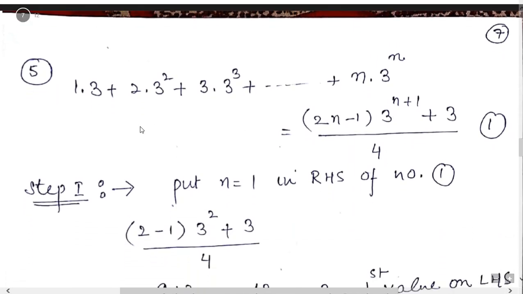Question number 5. The series is 1 into 3, 2 into 3 square, 3 into 3 cube, up to so on n into 3 raised to power n. And on the right hand side 2n minus 1 into 3 raised to power n plus 1 plus 3 divided by 4.